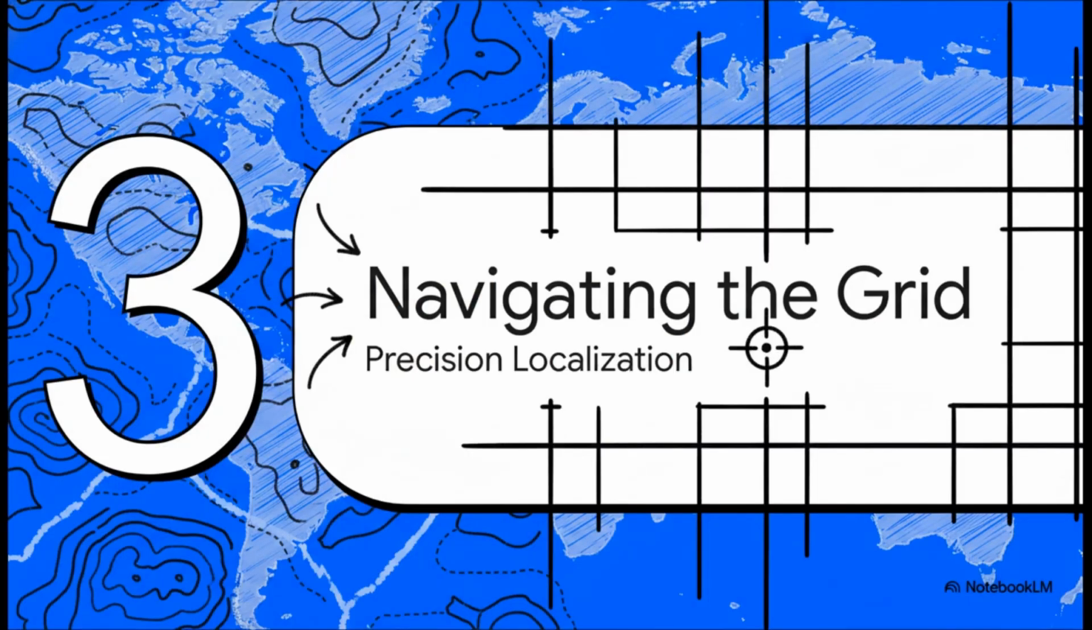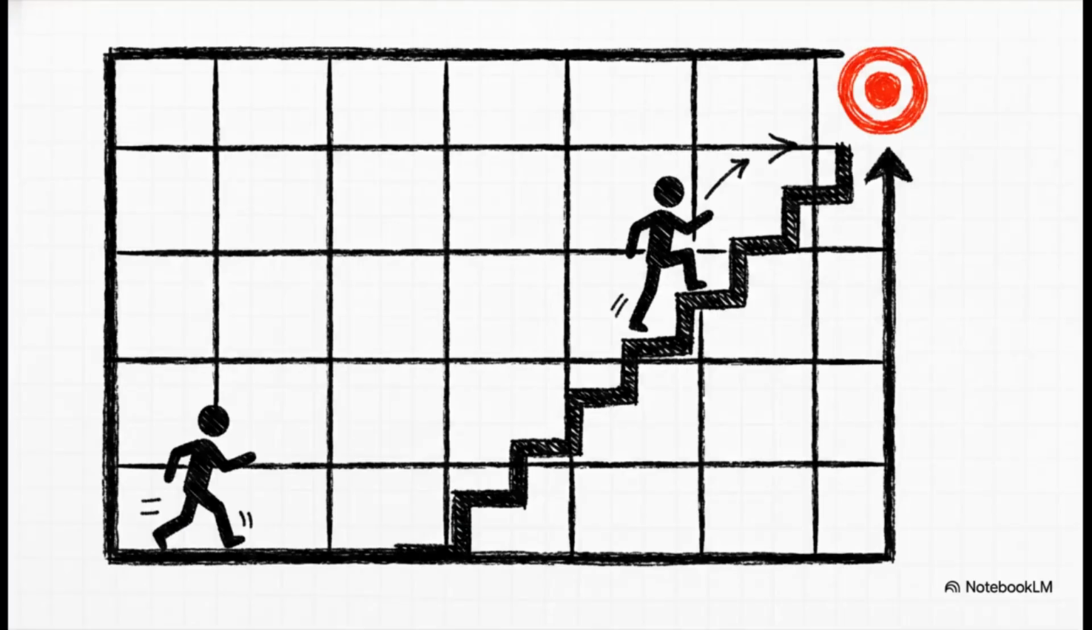Moving on to Section 3, navigating the grid, precision localization. To find a single specific location on a massive planet, we rely on an intersecting web of numbers and letters. But let's be real, reading coordinates can sometimes be notoriously counterintuitive. That's exactly why generations of professionals use this highly memorable little rule: along the corridor and up the stairs. It's simple, but it ensures you always read your horizontal progress along the bottom first. Those are known as eastings, followed by the vertical climb up the side, which are your northings.